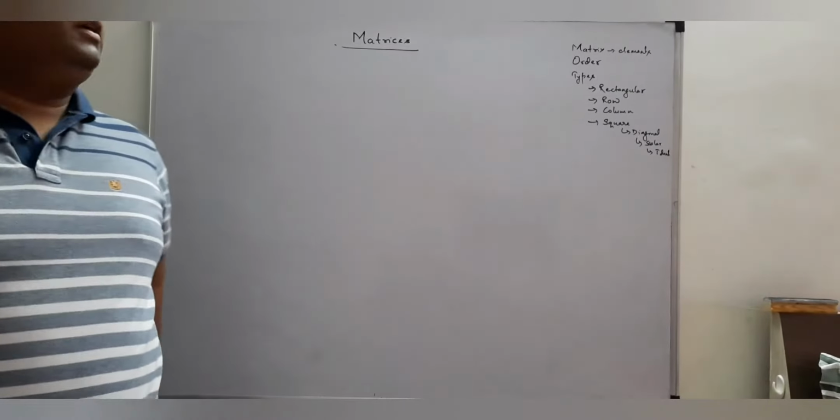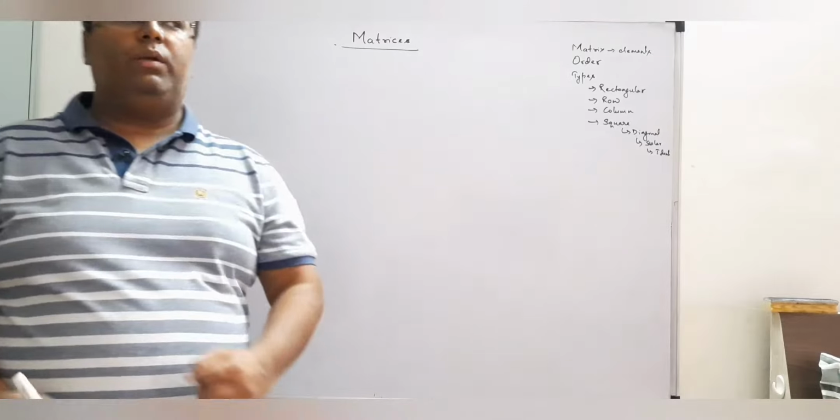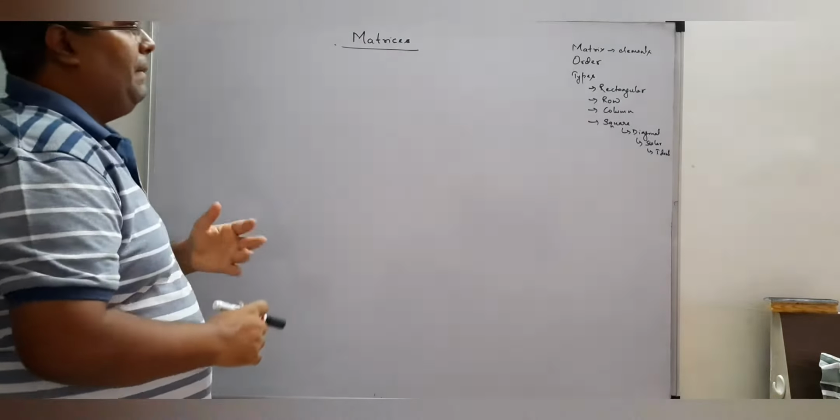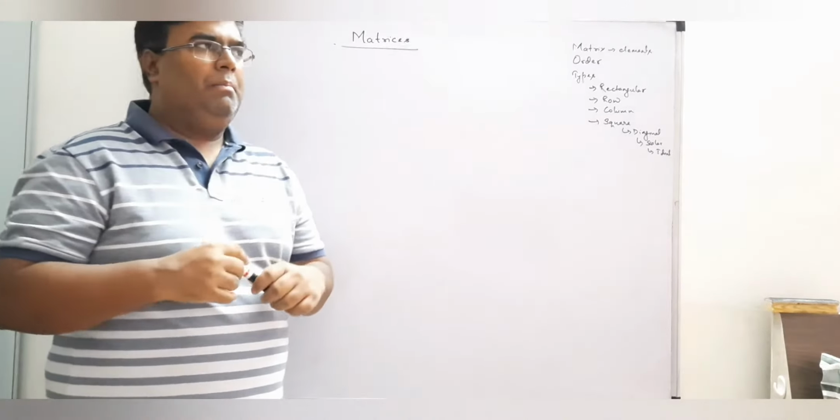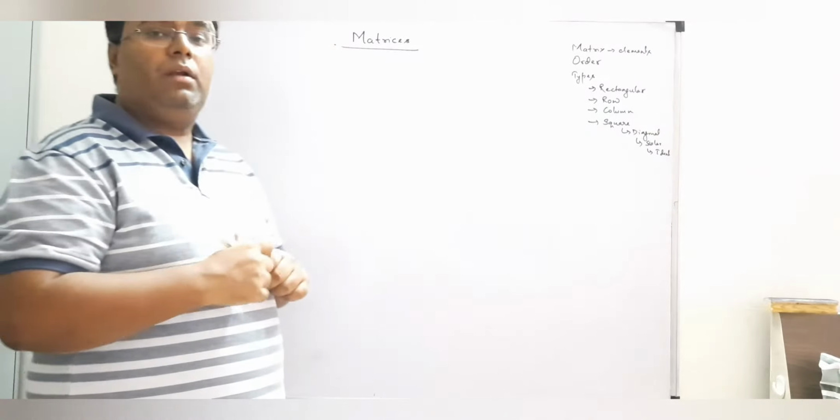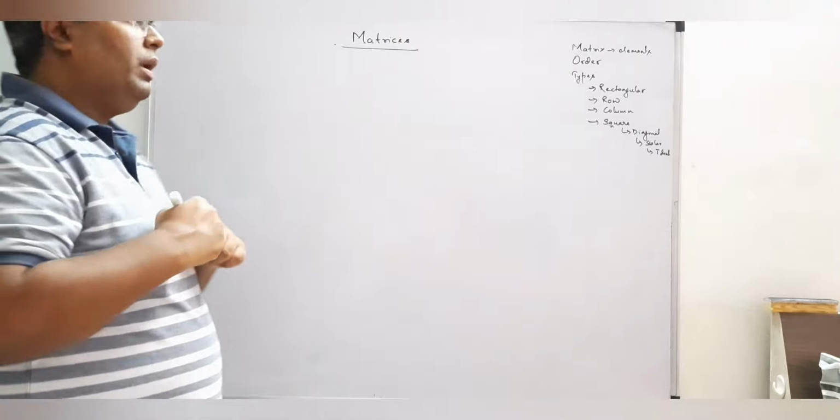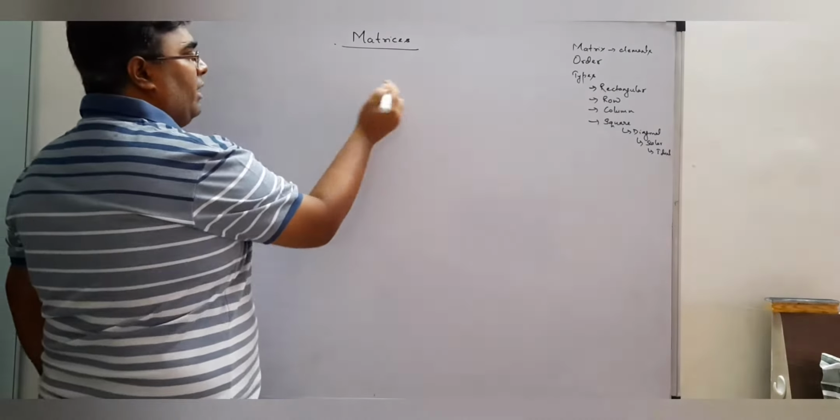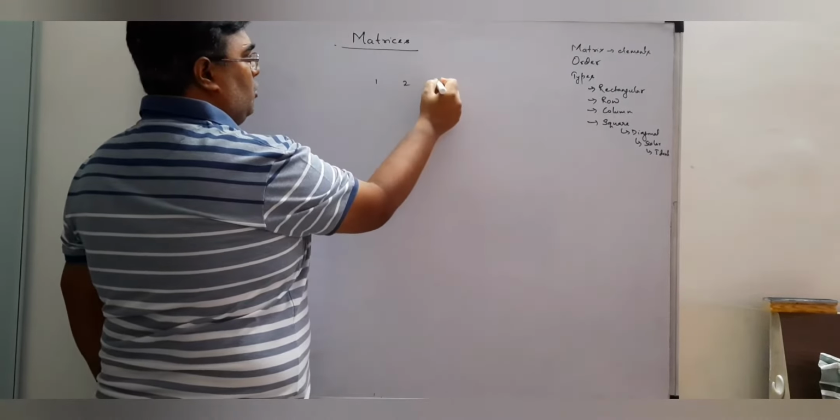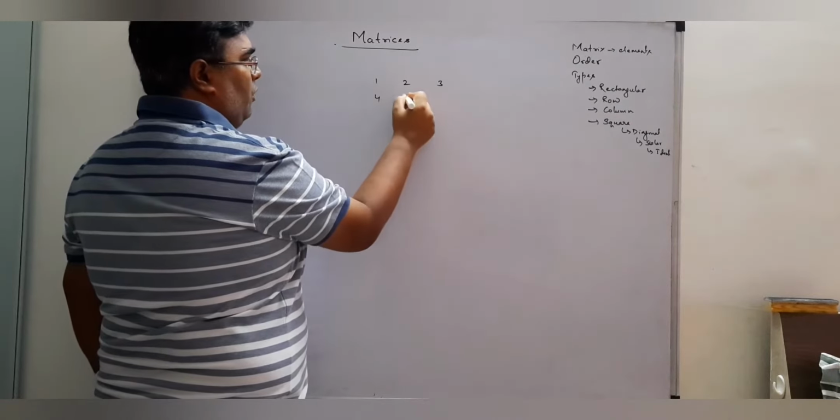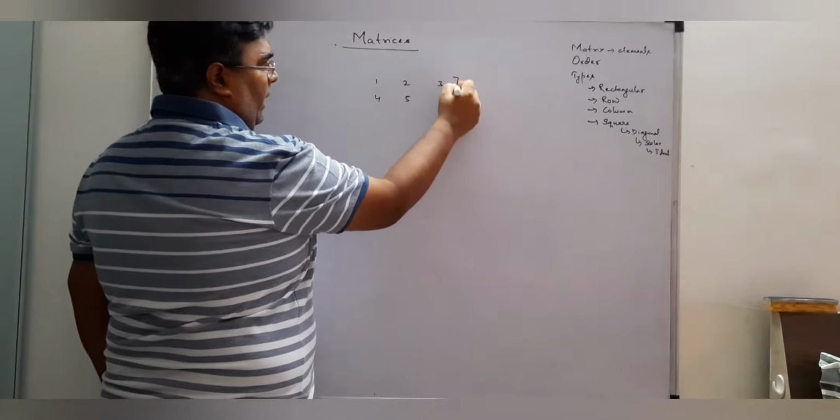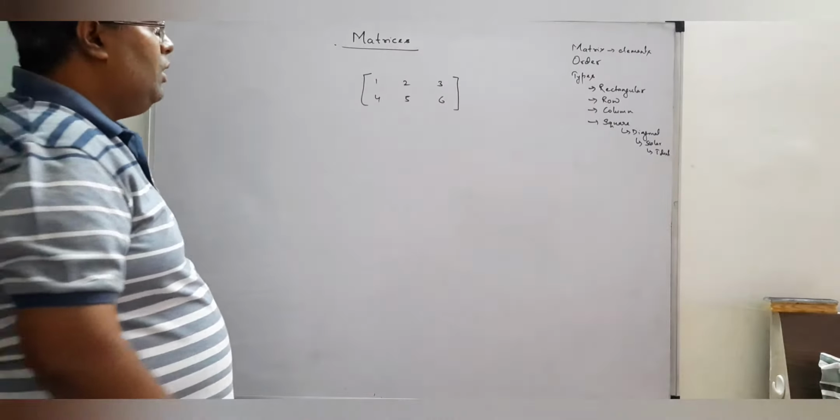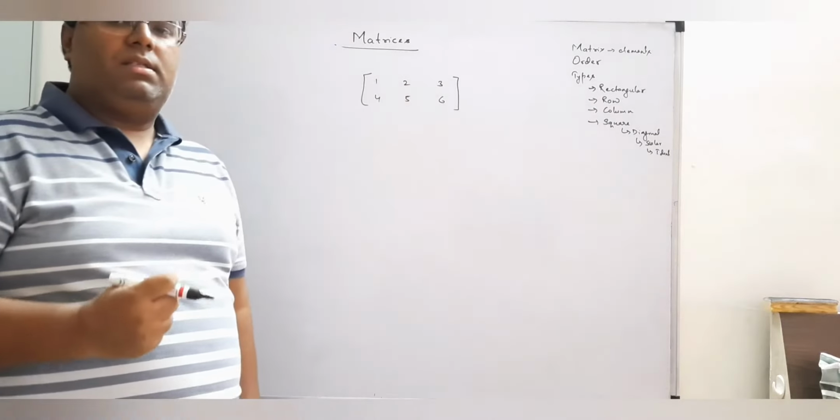Hello friends, in this lecture we are going to learn about matrices. What is a matrix basically? A matrix is an arrangement of numbers in rows and columns. For example, if we arrange 1, 2, 3, 4, 5, 6 and cover it by a bracket, we call this arrangement a matrix, right?